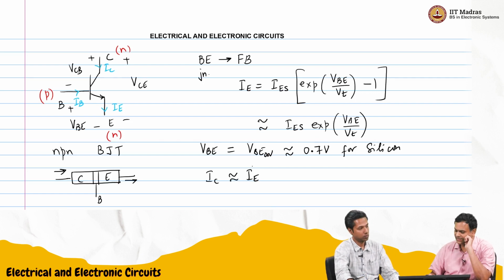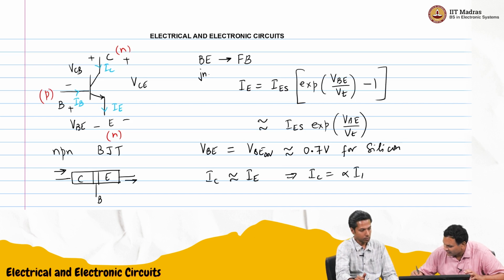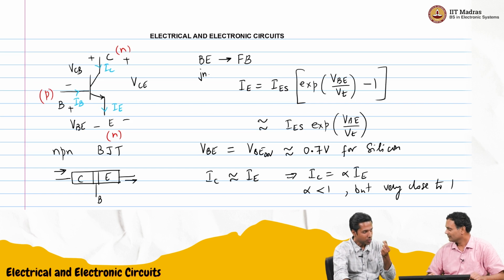So is there any factor relating to that? Shall we use some factor, alpha? We'll just say that IC is some alpha times IE, and alpha is less than 1, but very close to 1. So whatever is not close to 1 is going through the base.